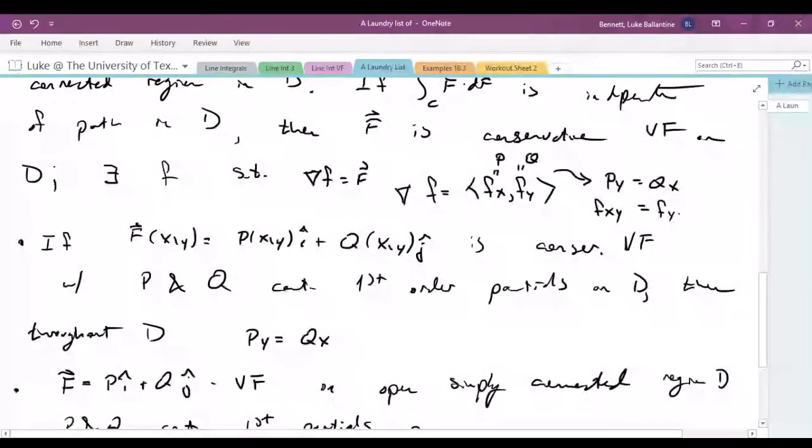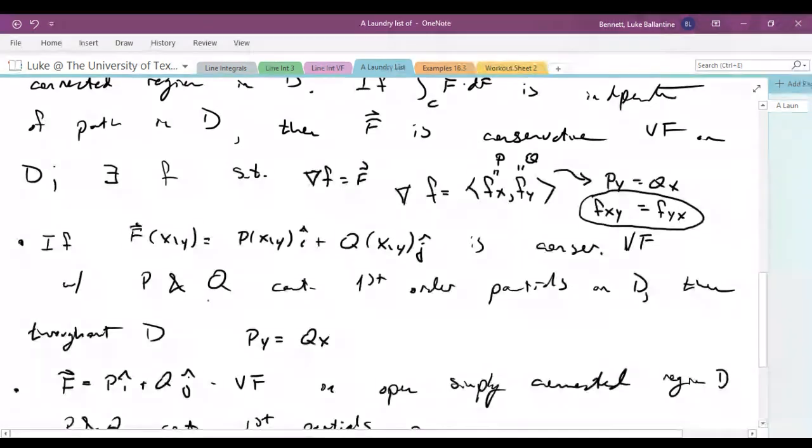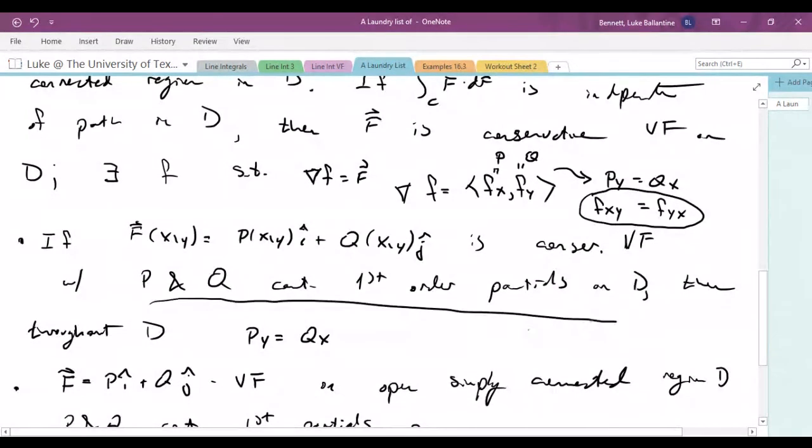But we already knew that was true. Where have we seen this before? With Clairaut's theorem. We have equality of mixed partial derivatives when they're continuous. Notice we put the constraint on P and Q to have continuous first order partials. That would be the same as putting the constraint on the scalar function to have continuous second order partials.